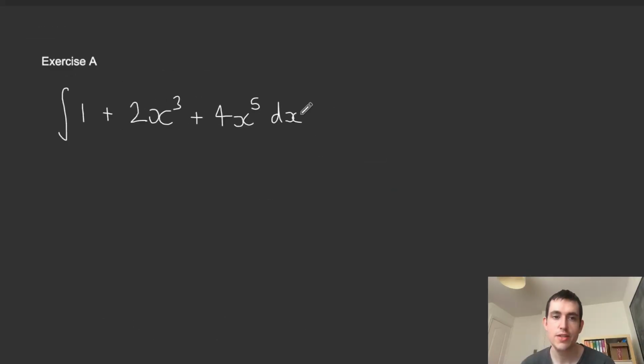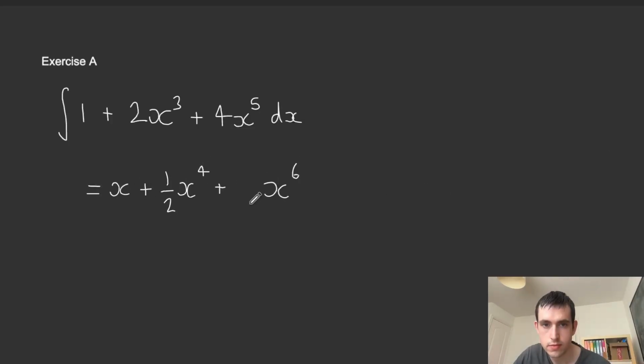Okay, over to you. Exercise A, I would like you to integrate 1 plus 2x cubed plus 4x to the power of 5. If you struggle, let me know in the comments and I'll be sure to help you out. And I'll give the answer in 5, 4, 3, 2, 1. The answer will be x plus 1/2 x to the power of 4 plus 2/3 x to the power of 6 plus c. Hopefully you got that right.